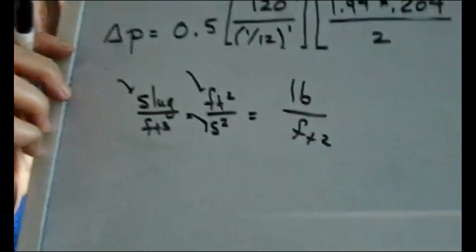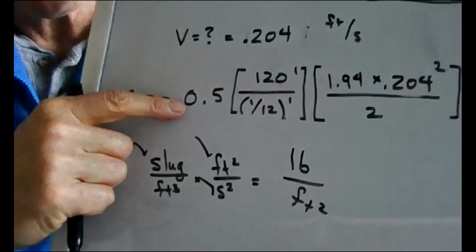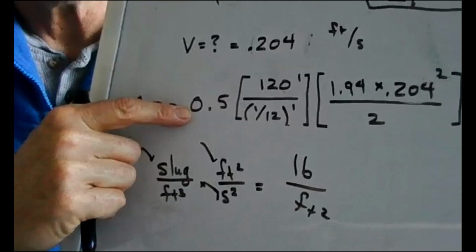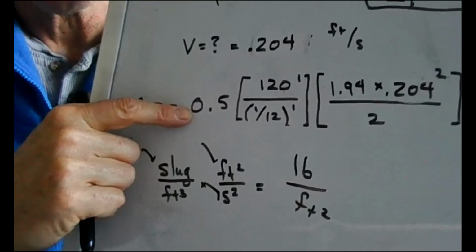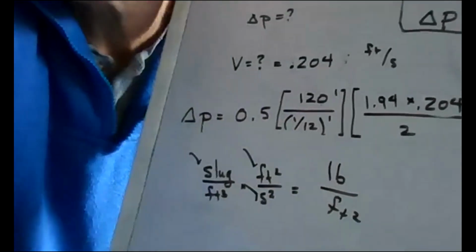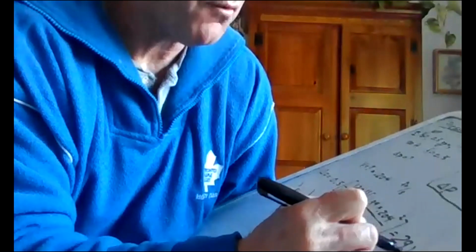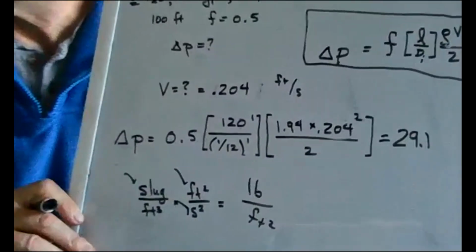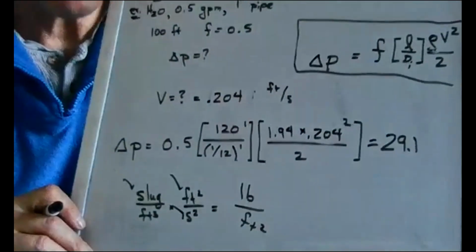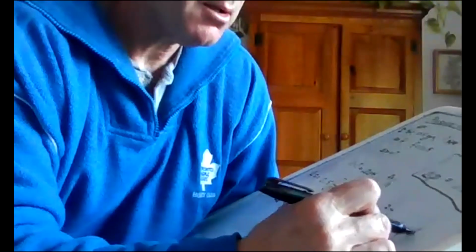That's what I got so far. What about this 0.5? Well, this 0.5 is a unitless friction factor, so we are done. I hope my numbers match yours, but on my calculator, I got 29.1 for that. Wow, that is a really, really large number, but that is pounds per foot squared.